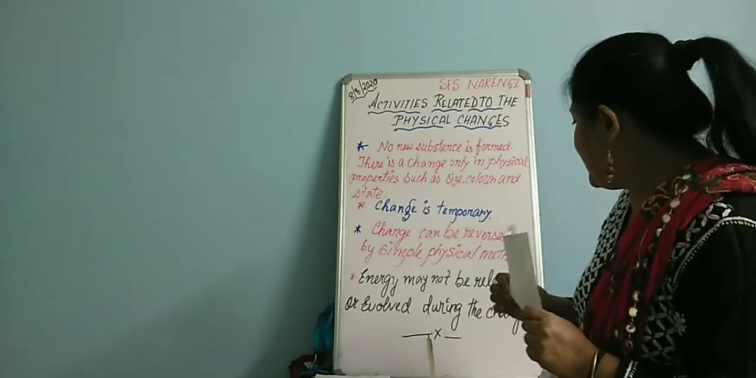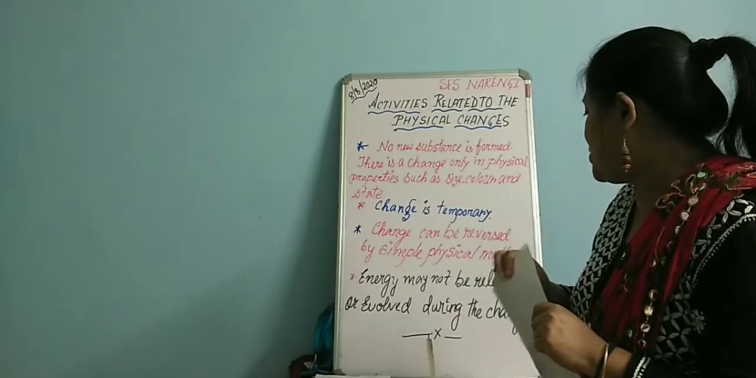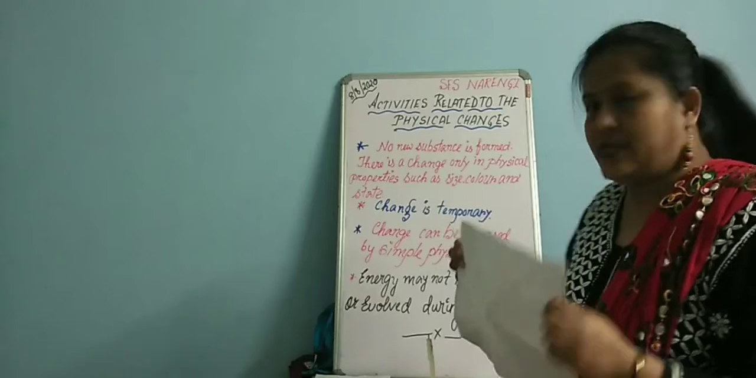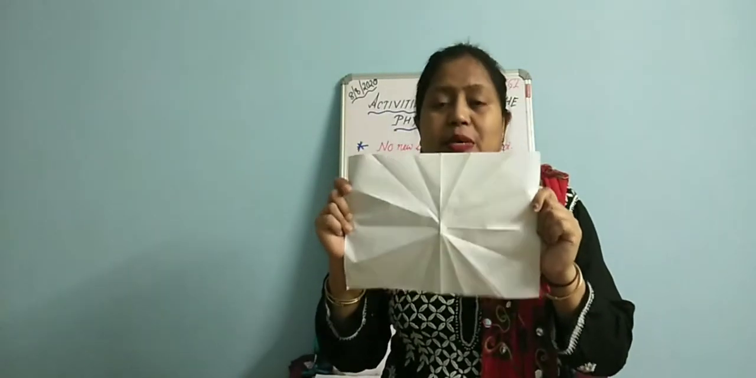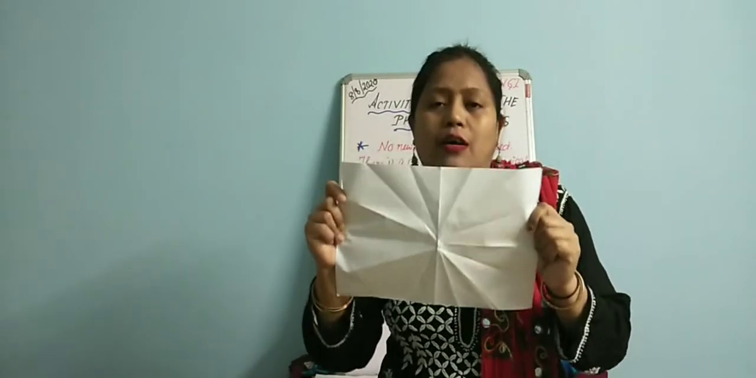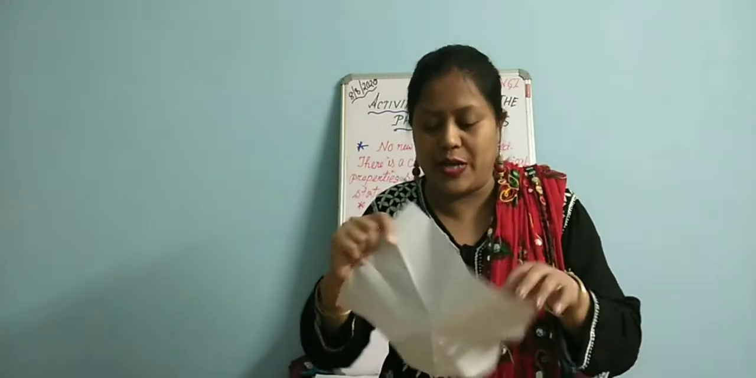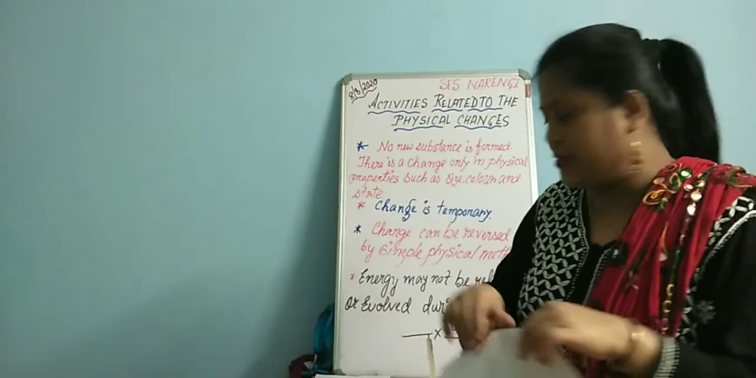Then next it says energy may not be released or evolved during the change. Definitely, we did not require any kind of energy. It means the energy is not evolved or released. Okay. So now let's take some other example.